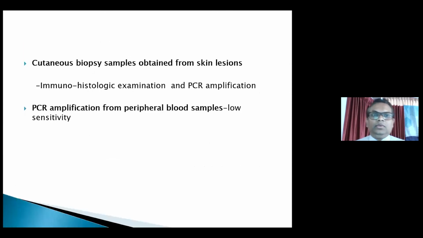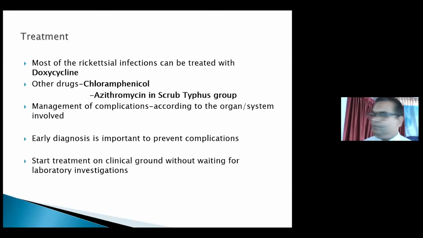Now, you can do a cutaneous biopsy obtained from the skin lesion, and if the genetic material is there, you can extract it and PCR amplification can be done. In fact, it has been done by our research groups, and they have found that even species identification has been done. And what about PCR amplification from peripheral blood? They say it has very low sensitivity, therefore normally we don't do it, but of course a biopsy taken from the lesions and PCR amplification can be done. It has been done previously also.